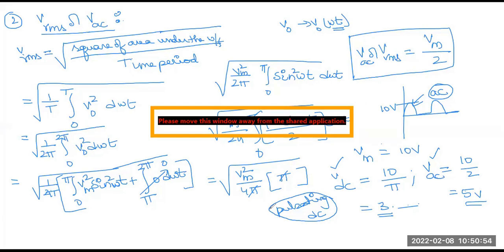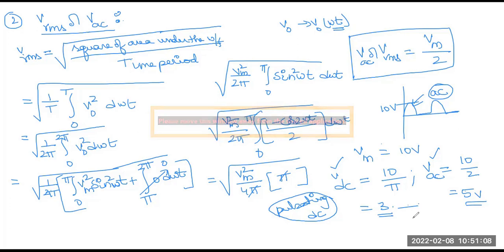So is this clear? Yes, ma'am. Okay. So now once we have identified the DC component and AC component, let us find out the next parameter, which is nothing but the ripple factor. Ripple factor is represented by small r.